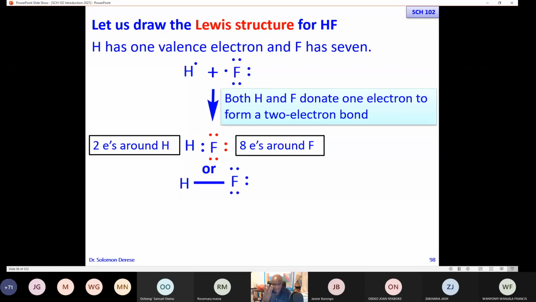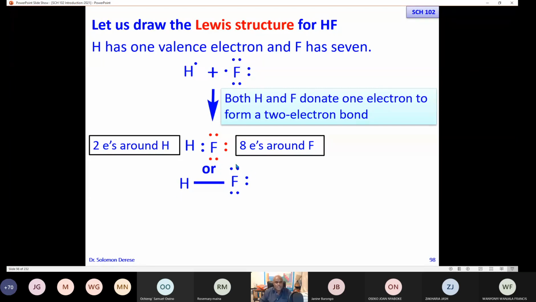I don't want you to forget that, okay? A line represents 2 electrons. So when you are counting the electrons around the hydrogen, you'll say 1, 2, because of this solid line, which has 2. And then when you count for the fluorine, you'll say 1, 2, the solid line, then 3, 4, 5, 6, 7, 8.